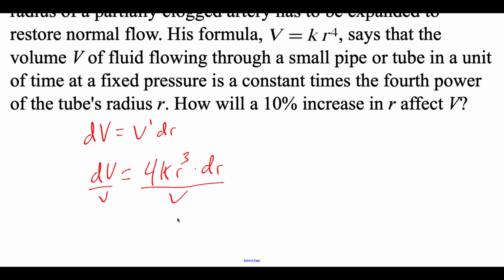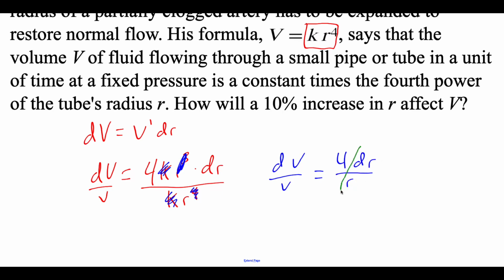So we're dividing this by V, but we know that our volume formula is kr to the fourth. So on the right-hand side where we're dividing by V, I'm actually going to plug in that kr to the fourth there. And then if we look at reducing down that right-hand side, we can cancel out this k value. We can cancel out 3 of these r's on top with 3 of them on bottom, but there will be 1 left over. So we can say that the relative change in the volume is going to be 4 times the change in the radius, all divided by the radius.